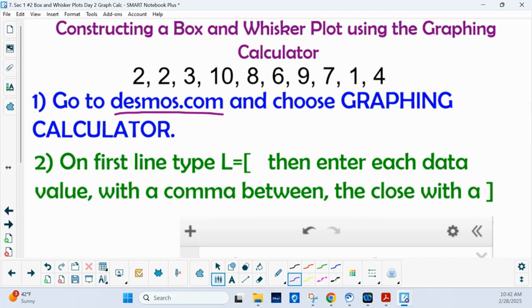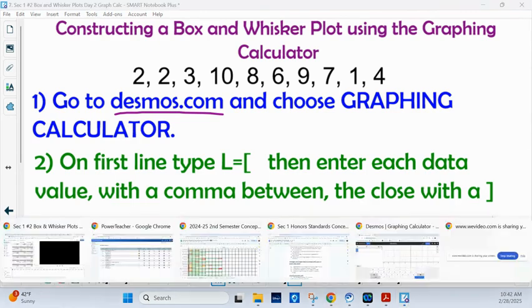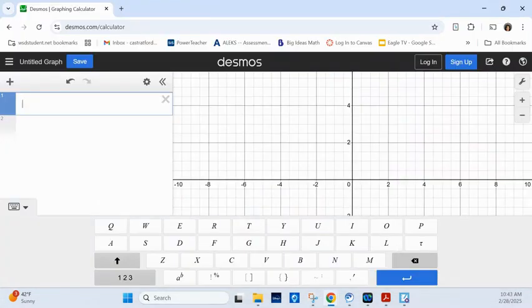Keep your notes out because the steps are right in the notes. I want you to follow along because I'm going to pull up a Desmos and you won't see them up here. So follow along on your notes. Get that pulled up. Should look like this. Pull it on up, Desmos.com. Choose the graphing calculator.